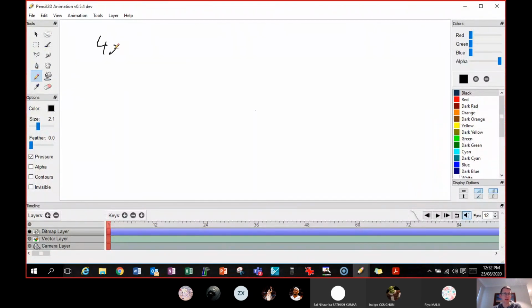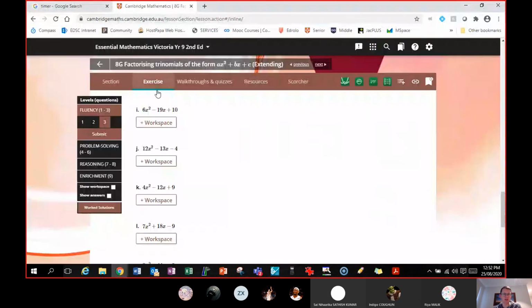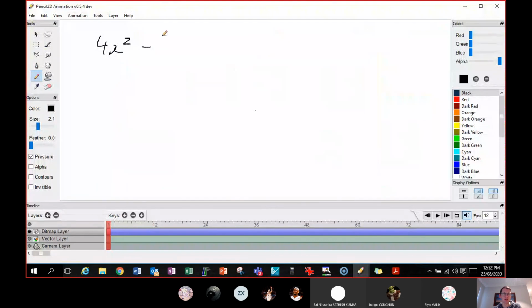4x squared minus 12x, plus 9. So we're going to look for the product of AB. When I say AB, we're talking about ax squared plus bx plus c. So the product of AB is 4 times 9, which is 36.